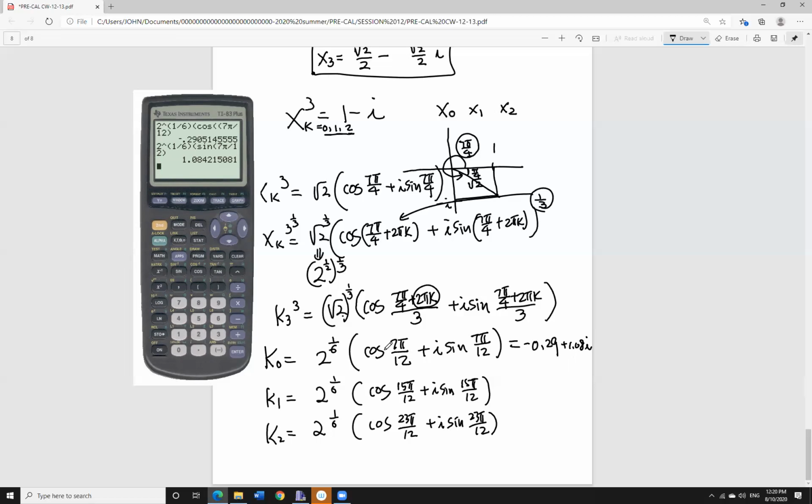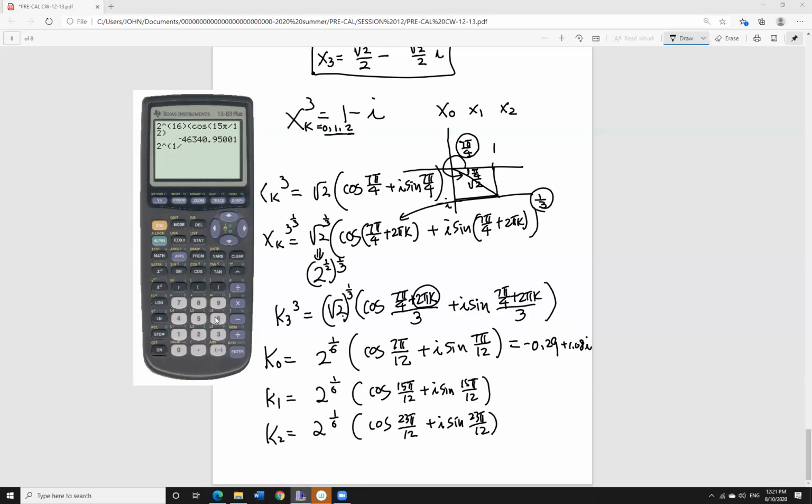The next one is 15 pi. Real number: 2 to the 1 over 6 power again, and times cosine 15 pi over 12, plus this is the real part. What is i? Oh, this is not 16, it's 1 over 6. Sorry about that.